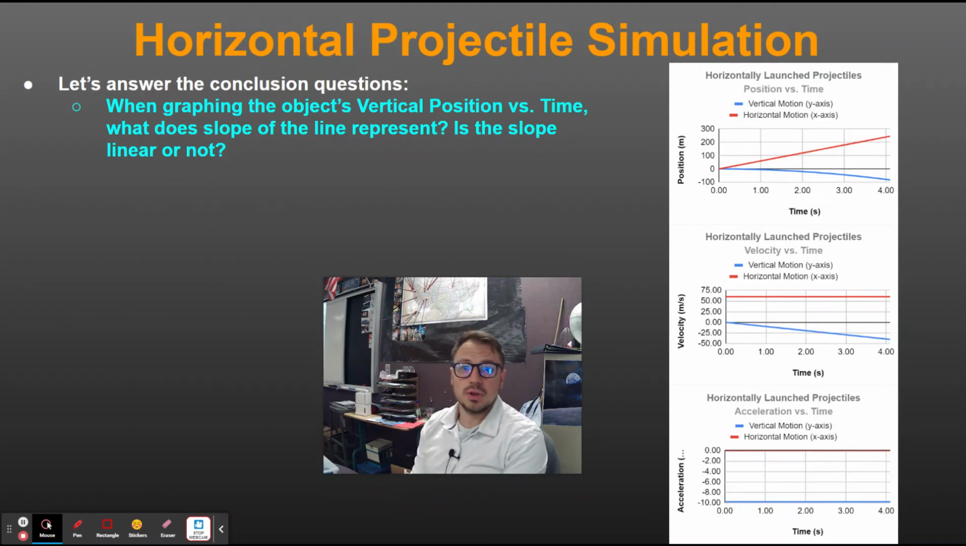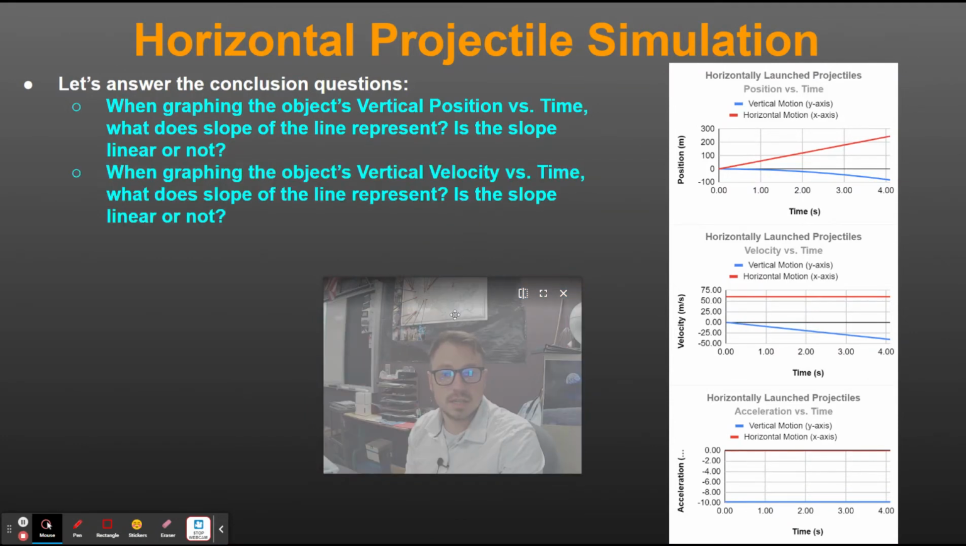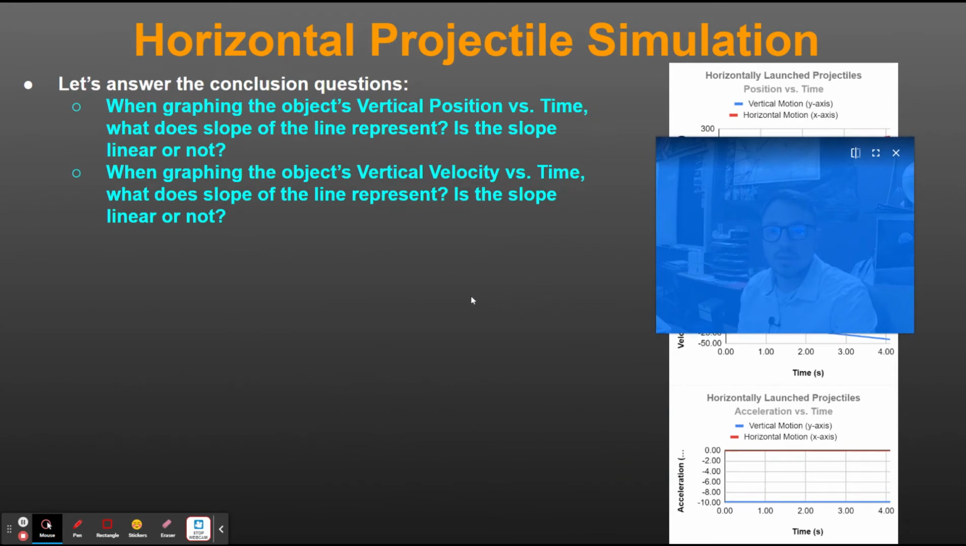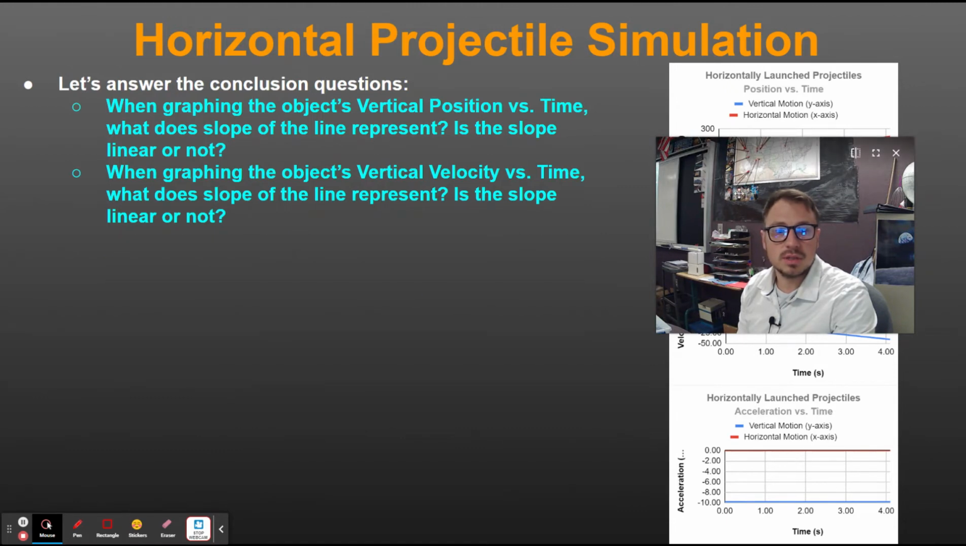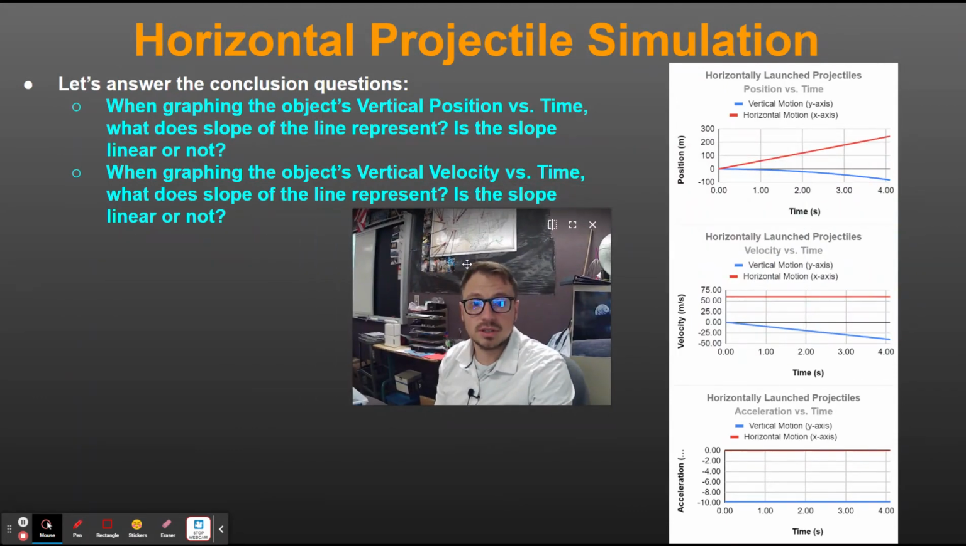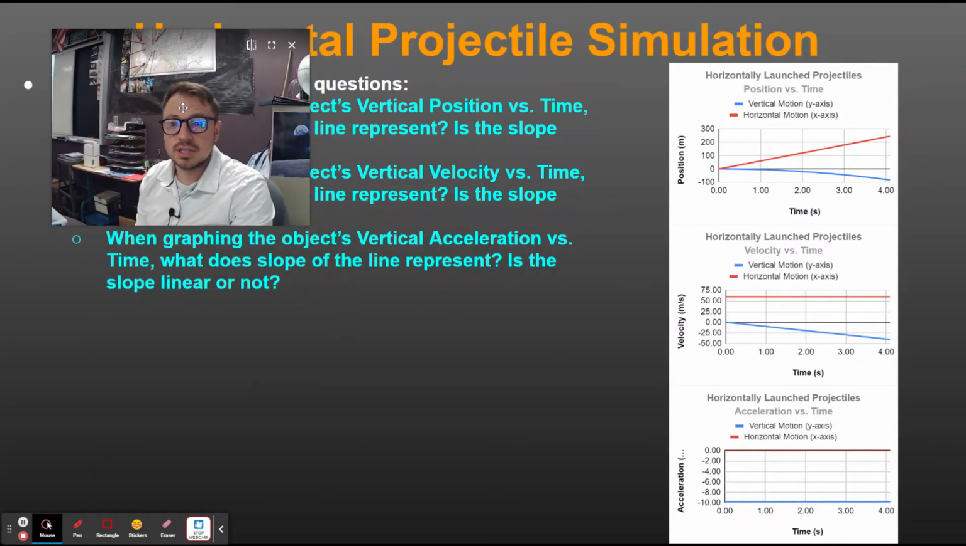So when graphing an object's vertical position versus time, what does the slope of the line represent? The slope of position versus time is going to be velocity. And you can see the velocity is not linear, it's exponential. When graphing an object's vertical velocity versus time, what does the slope of the line represent? It's going to be acceleration. And you can see that that blue line, it's linear. And when graphing an object's vertical acceleration versus time, what does the slope of the line represent? It's a horizontal line, and it's going to represent the change in acceleration over time, also known as jerk.